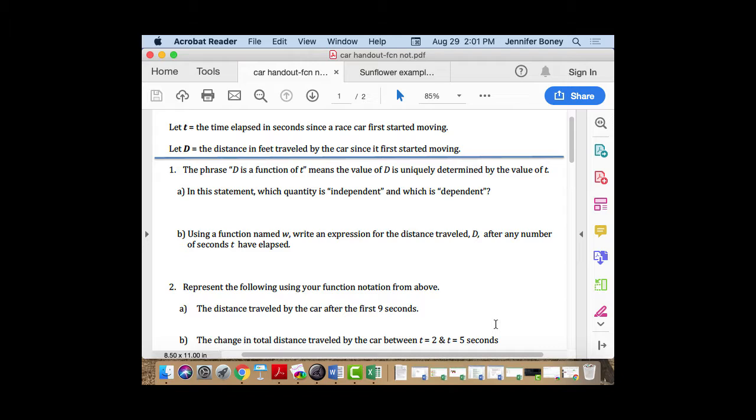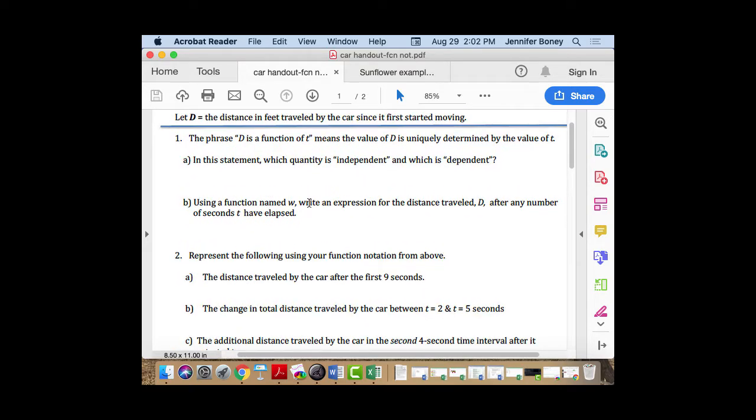So uniquely determined means if I pick a t, there's only at most one d value that I get from this. So d is the distance in feet traveled by the car since it first started moving in this situation, and t is the elapsed time in seconds since the race car first started moving. So talking about this d is a function of t, in that statement, which is the dependent variable and which is the independent variable? So let's say which is the, if I can get this to pop up here.